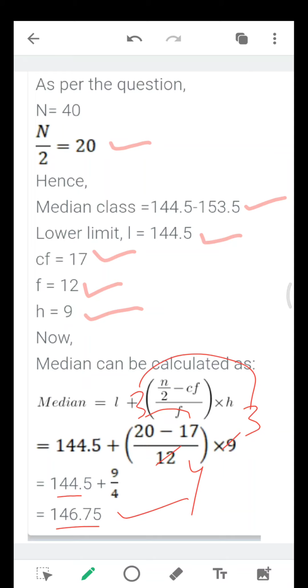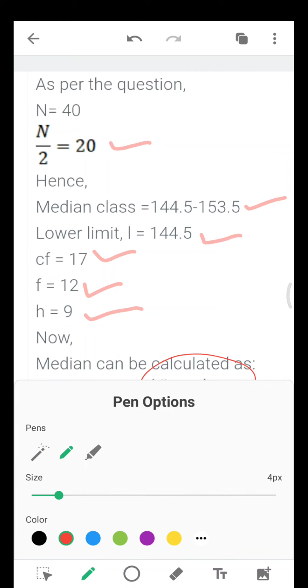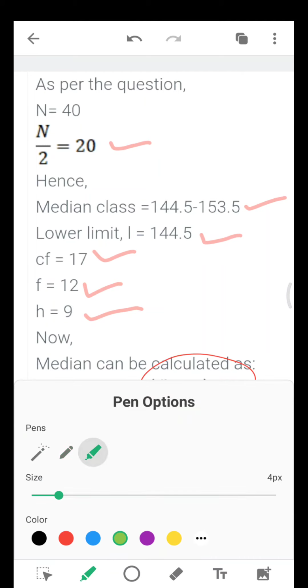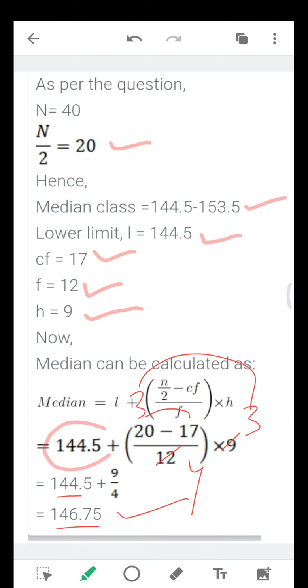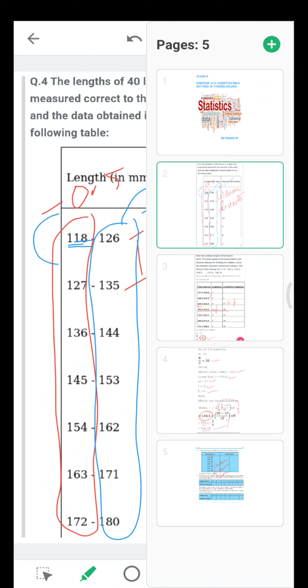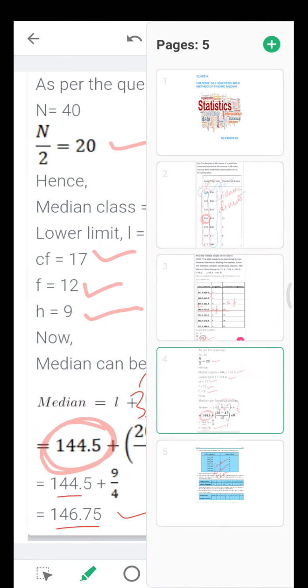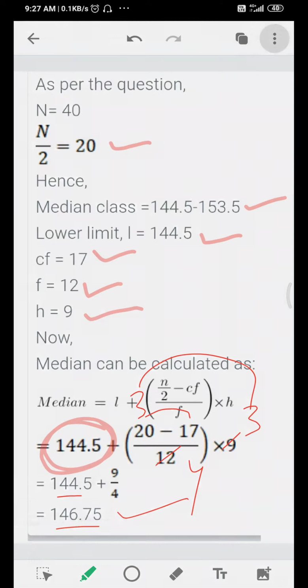The only difference in this method and the previous methods is the L value. You can clearly see here what L value I have taken. I have taken 144.5. I have not taken 145. I have taken 144.5 to get our answer. Thank you.